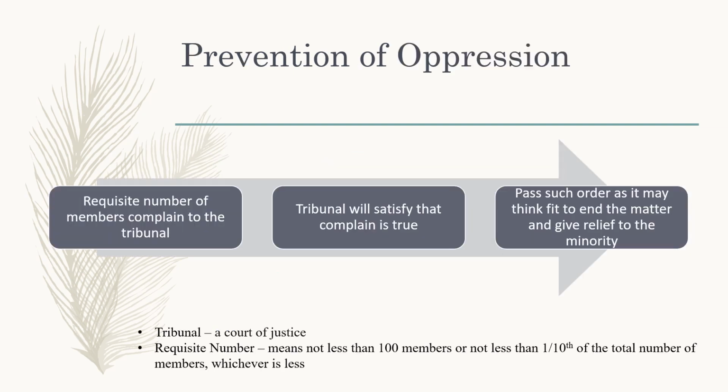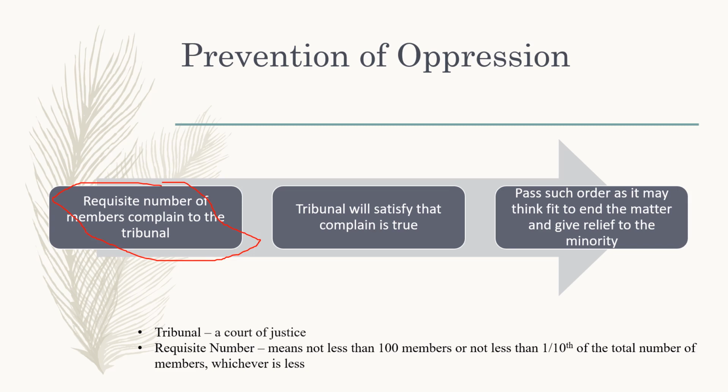Then prevention of oppression. Now how are you going to prevent this against the minority? Section 397 states that the requisite number of members of a company can complain to the tribunal. Whichever minority persons, they can complain to the tribunal. Tribunal means the court of justice.